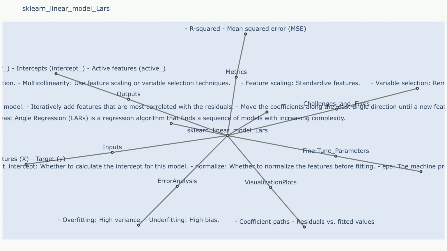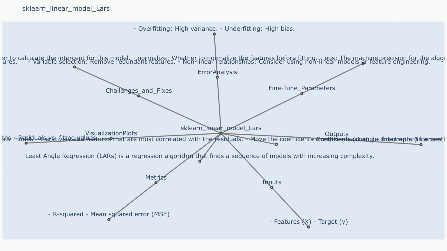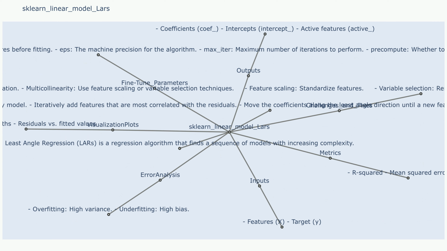Steps. Initialization. The algorithm starts by initializing the coefficient vector to 0 and the residual vector to y. Feature selection. The algorithm then selects the feature that is most correlated with the current residual vector. Coefficient update. The coefficient for the selected feature is then updated in a way that minimizes the angle between the residual vector and the current set of features.